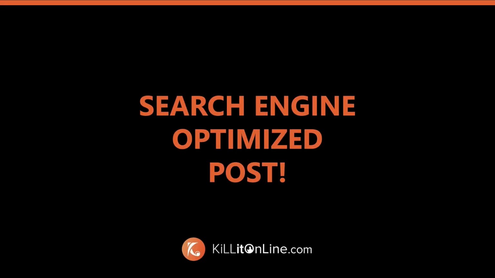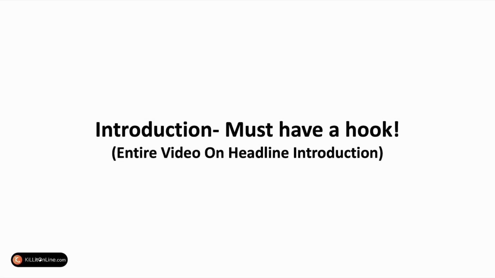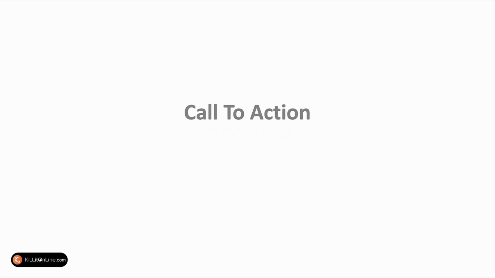What's a search engine optimized post? Every blog post has four main sections. Number one, introduction. It must have a hook so it entices people to continue to read. We already have an entire video on this, and by now you should know what that is, so I'm just going to skip the details. It should have a paragraph, it should have a summary or conclusion, and then, of course, a call to action.